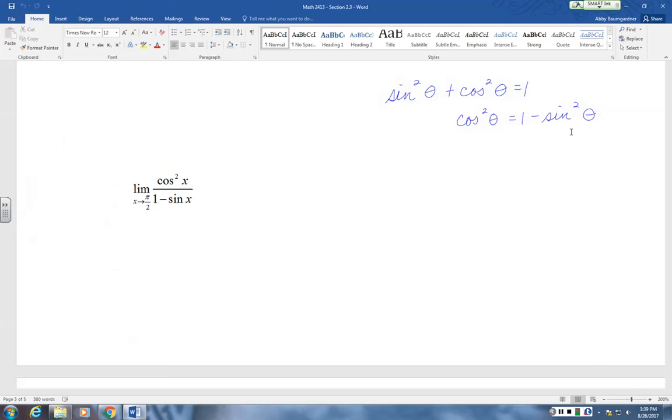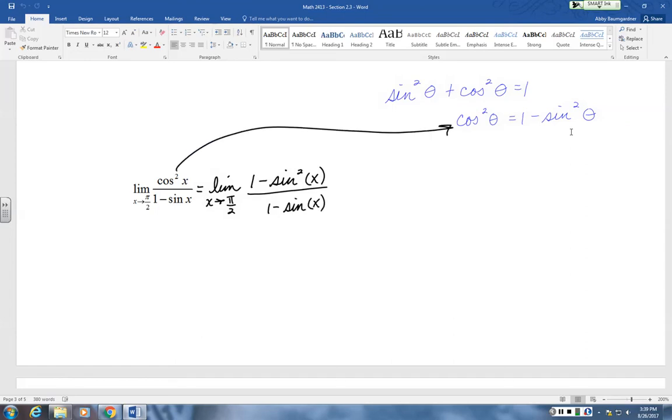We also know that cosine squared theta equals 1 minus sine squared theta, so we could rewrite our problem to say 1 minus sine squared of x over 1 minus sine of x, right? Cosine squared of x would be equivalent to 1 minus sine squared of x. Now you may look at that and go, yuck, you made that worse. I actually didn't, because what I've got is a perfect square.